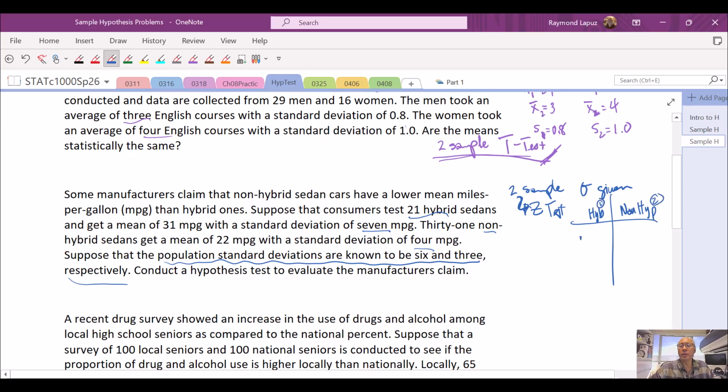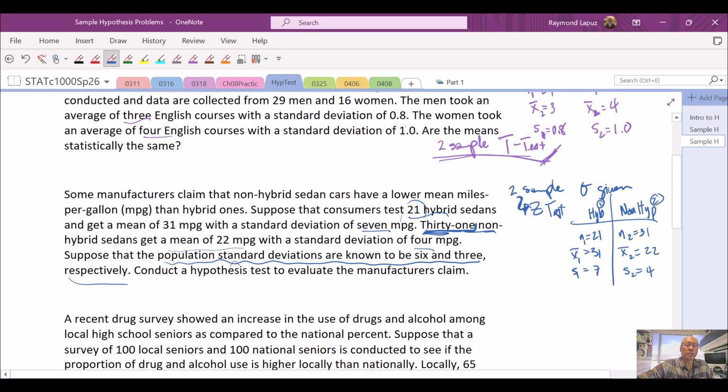So N for group 1, how many hybrid cars did we look at? 21 hybrid cars to look at, and the mean for that is 31, and the standard deviation for that is 7. Now these are all hybrids, so I'm going to call them sub 1. For the non-hybrids, there are 31 that were tested, so N2 is equal to 31, and then they give us the X bar for that group. It had a mean of 22 mpgs and a standard deviation of 4 mpgs.